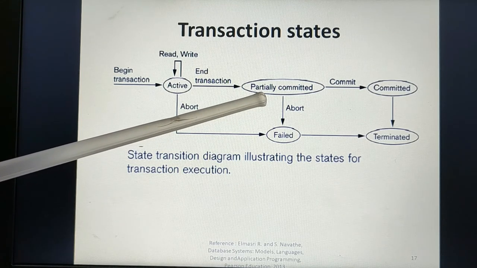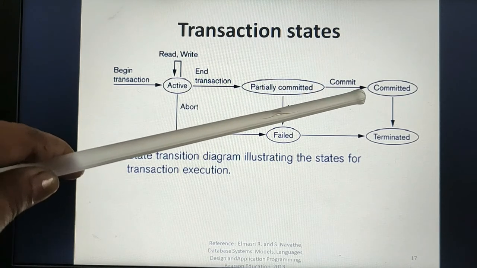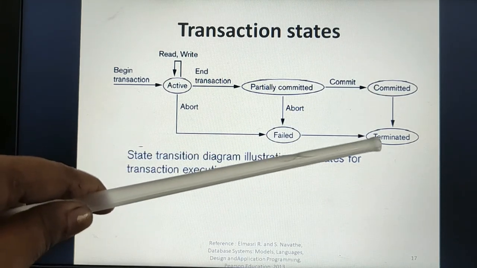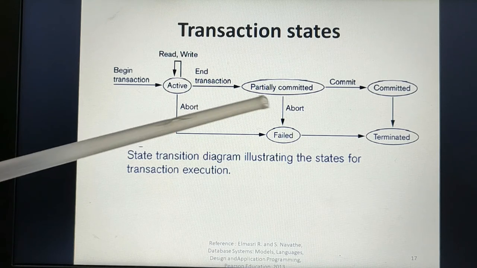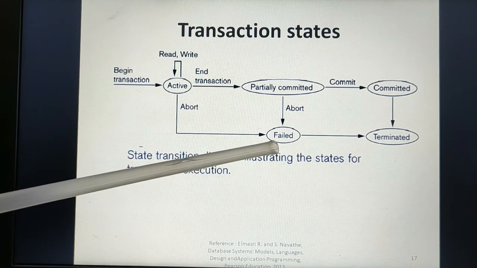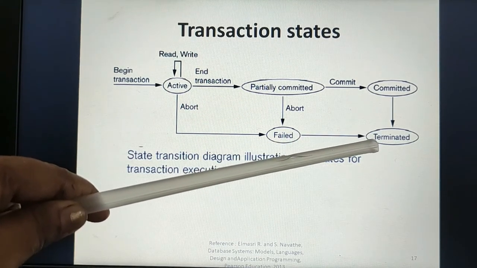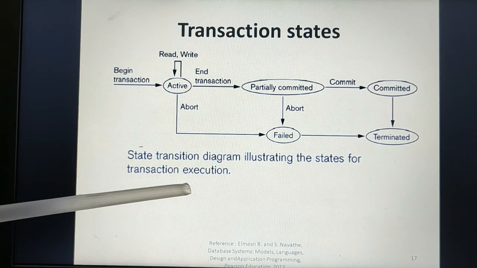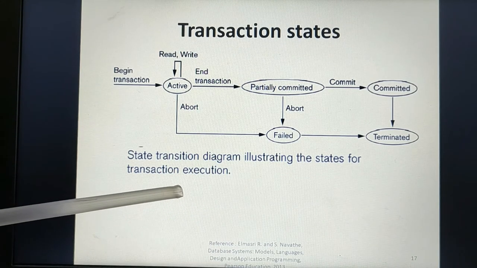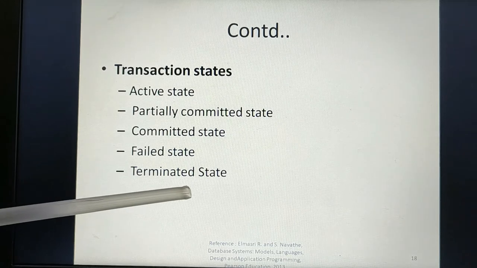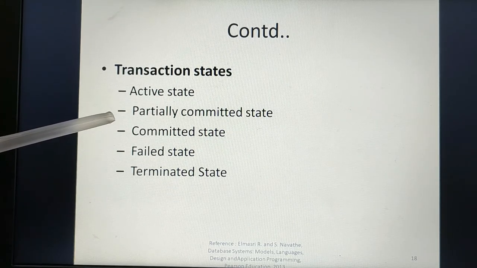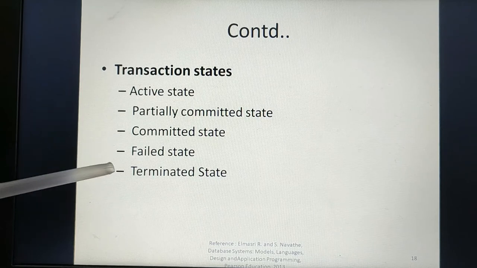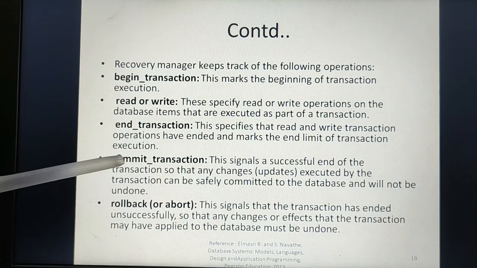If it's okay, it may commit and go to the committed state, then to the terminated state. Or the partially committed state may go to the abort state, then to the failed state and to the terminated state. So this is a state transition diagram illustrating the states for transaction execution. The transaction states are active, partially committed, committed, failed and terminated.